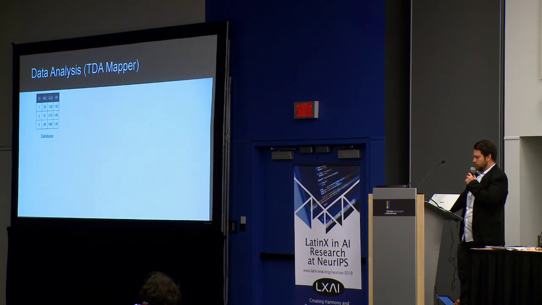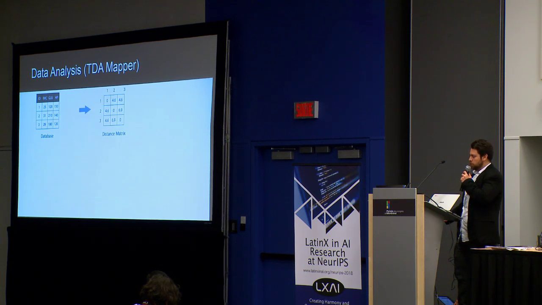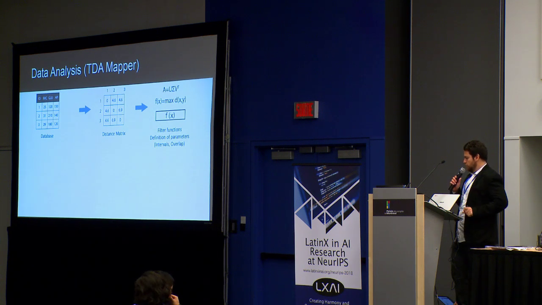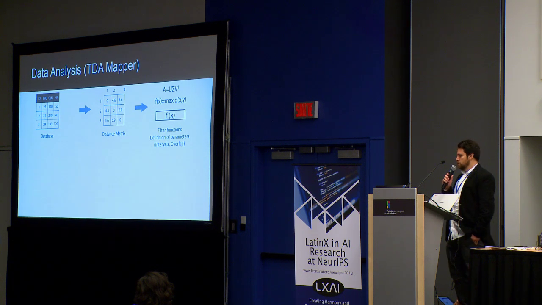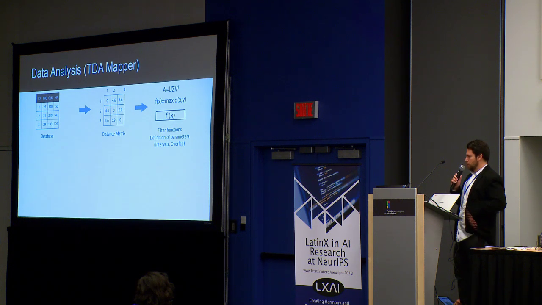So this is the process of the TDA. I use this specific algorithm, TDA Mapper. There are other different kinds of TDA algorithms. I use this one. So we have our database, and then we convert the data into a distance matrix using a distance metric. In my case, I use Gaussian similarity. And then you apply several functions, and you define the parameters. In my case, I used two filter functions. The first one was to get a complex representation of the data, so I use singular value decomposition. And I use infinity centrality to evaluate how close or far the data points are from the center.